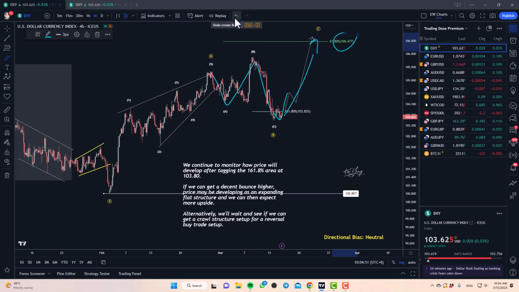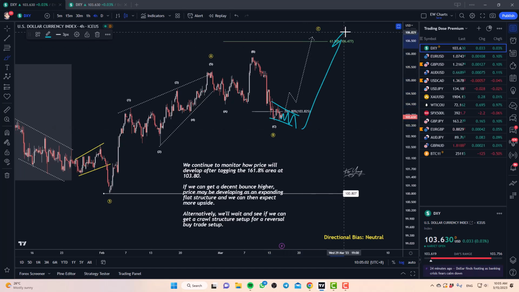Now alternatively, this may develop into perhaps a crawl structure, and if we're going to see a crawl structure, I think ideally it's going to be the same direction, which is also to the upside, because this indicates a potential completion of this move here as well. So these two scenarios can give us an upside.